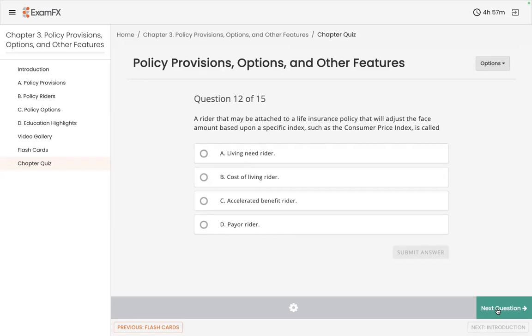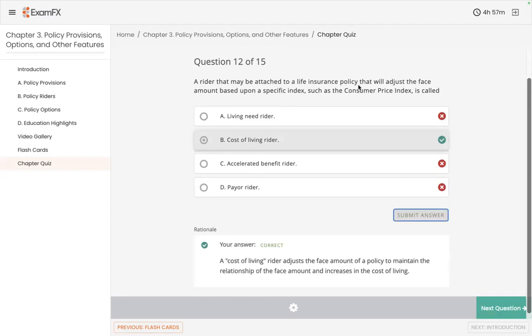So this one is the consumer price index. This is not the same thing as an index universal life or index variable, or index annuity. This is talking about the consumer price index, which is inflation, cost of living. You have to connect them all together. Consumer price index, cost of living, inflation, it's all the same thing, okay?